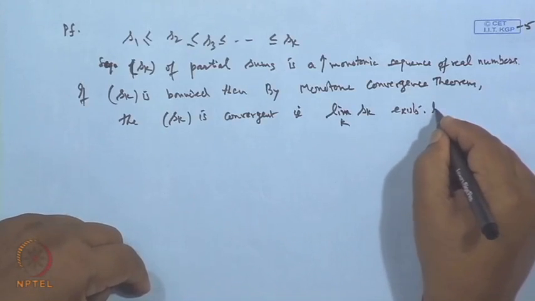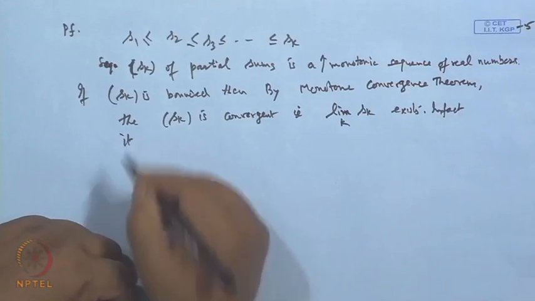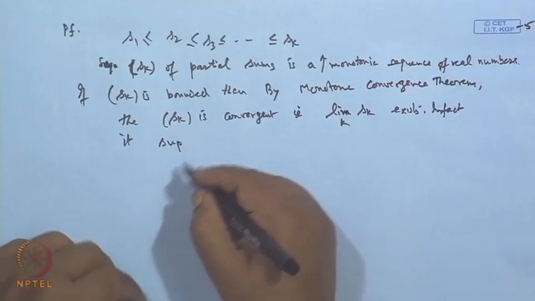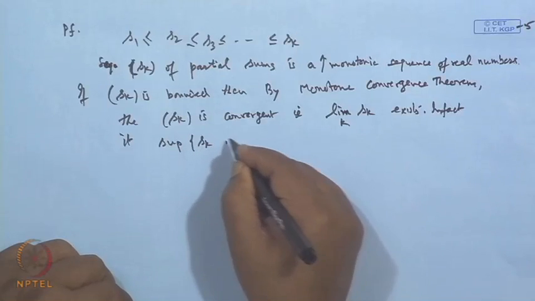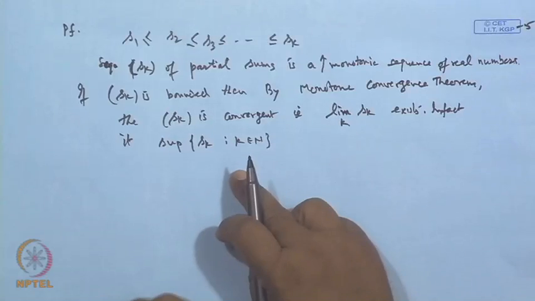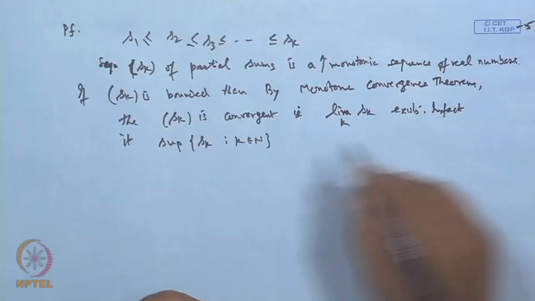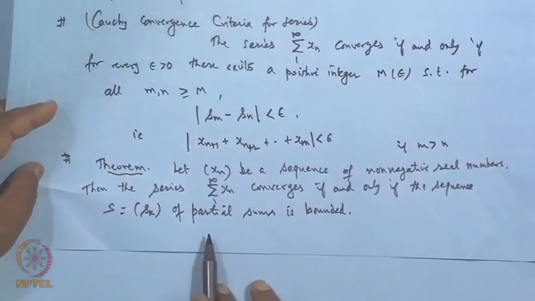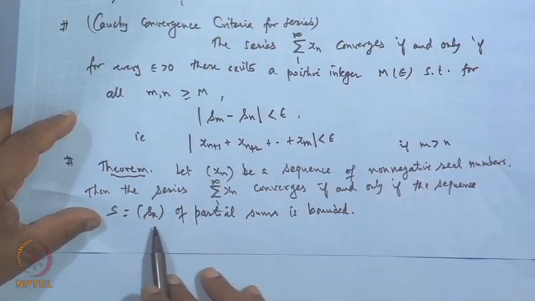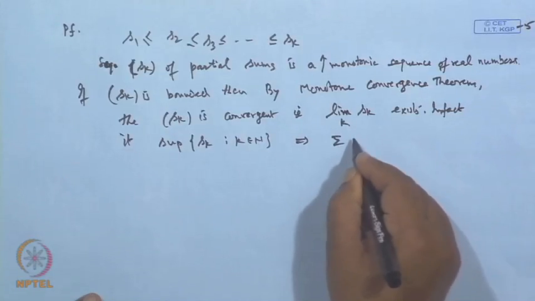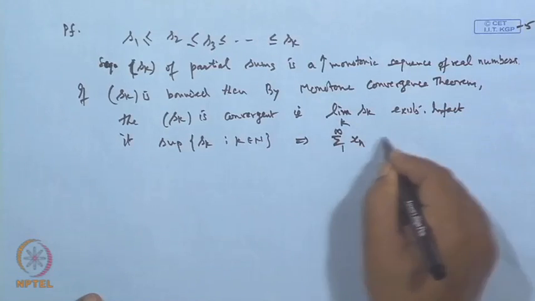In fact, it is the upper bound for this. It is the supremum value of all S k's where k belongs to the integers. Supremum value, it is an upper bound for this. We have not discussed upper bound, we will take it up after that. So, if S k, the partial sum, is bounded, then we can immediately say by the monotone convergence theorem that this limit will exist, hence the series is convergent. So, this implies the series sigma x n, 1 to infinity, converges.